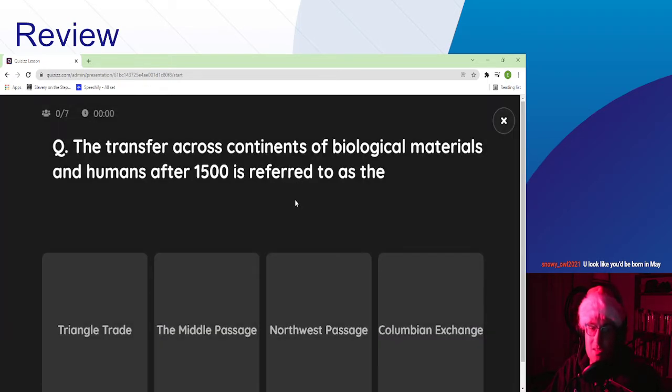Cool. So, the transfer across continents of biological material and humans after the year 1500 is referred to as the what? I hope we all get this one. I'm going to be seriously sad if we all don't get this one.